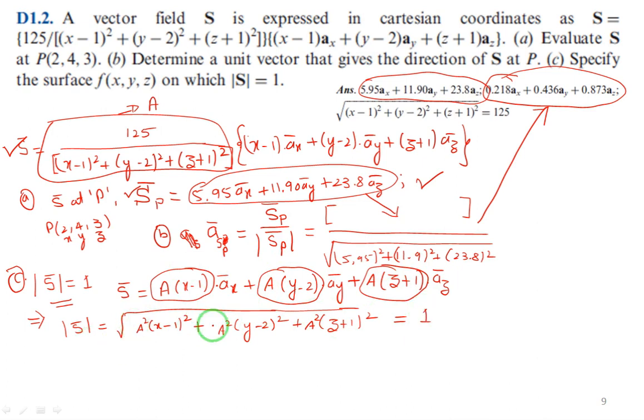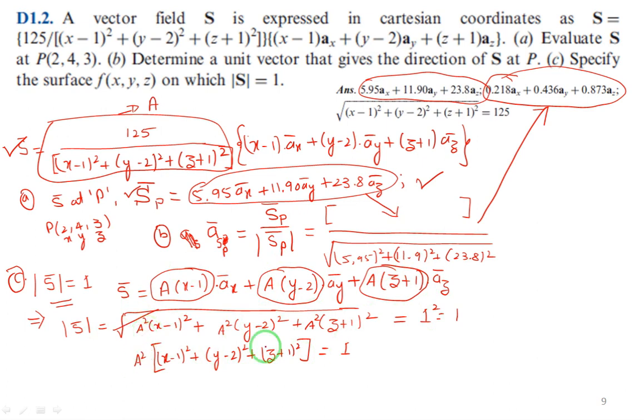So square on both sides. The square root will get cancelled if I square both sides. 1 square is nothing but 1. So I will take a square common out of it. So x minus 1 whole square plus y minus 2 whole square plus z plus 1 whole square is equal to 1. So I can leave it here only. This is the surface, but we'll simplify it. Yes, I am squaring both sides.